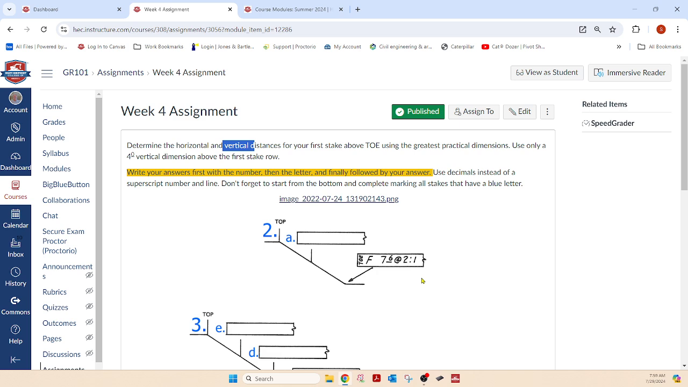So look at this one, and what's the highest multiple of four that can be subtracted from that 7.6?